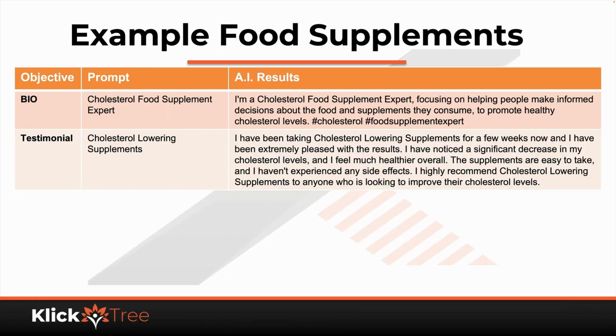Now, after I've done the page, I want to have a clear bio, so I can put my bio description in, for example, a social media profile. So I put the cholesterol food supplement expert in the prompt. I get the result back and obviously put that in my bio. I can create some posts on social media and grab traffic to my page. That's the purpose of having that bio and that KlickTree link in your bio with your bio description.